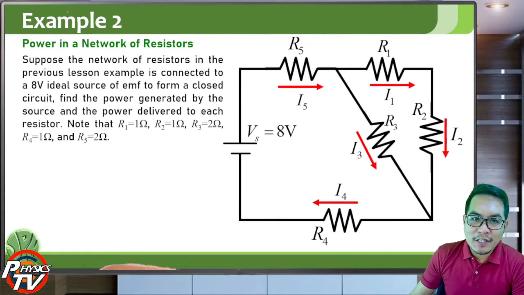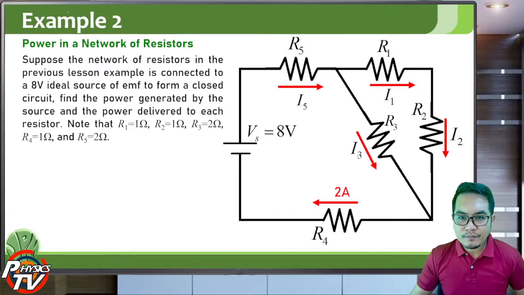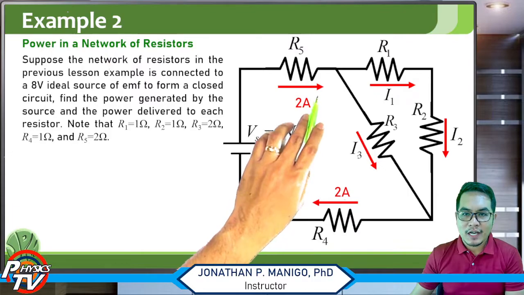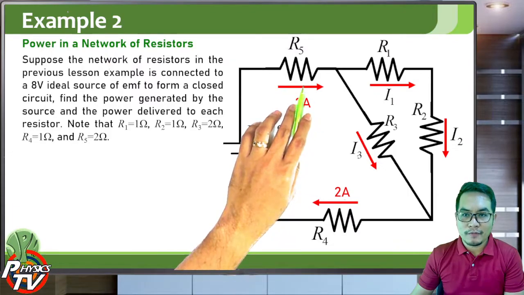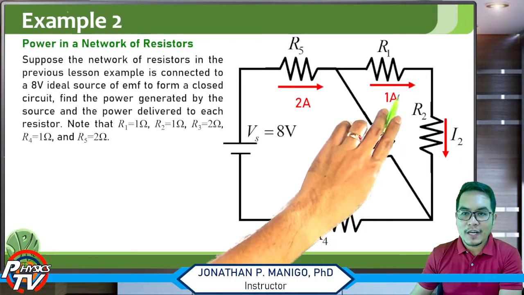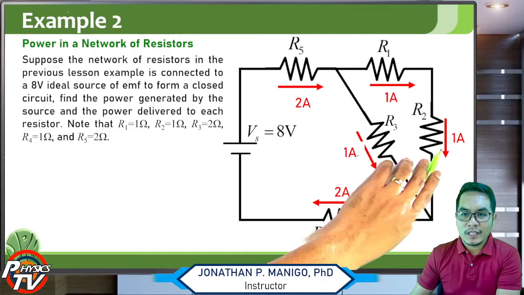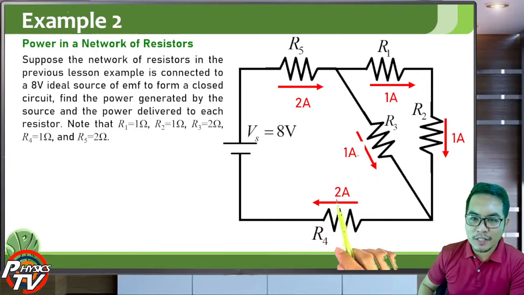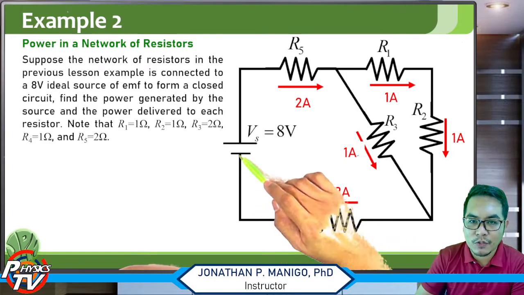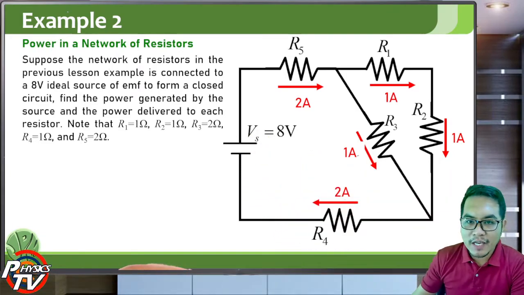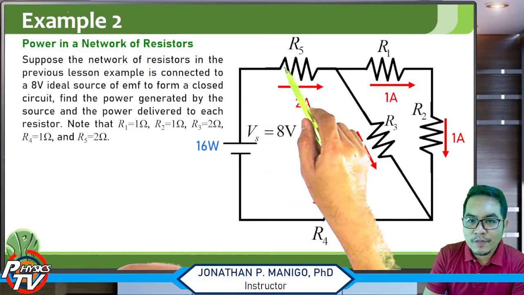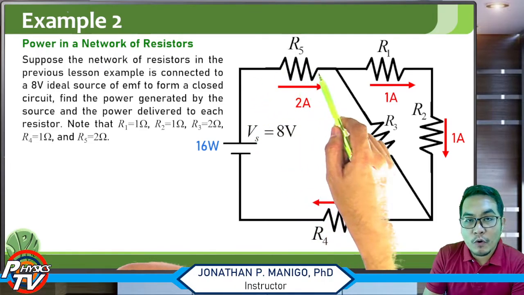Okay, let's try to analyze this system. So R4, there's 2 ampere current here. 2 ampere current is also flowing through R5. And then through R3, it's 1 ampere. Through R1 is 1 ampere. And through R2, there's also a 1 ampere current. So you will notice here, there's a 2 ampere current. This is just a series connection, so it flows. 2 ampere current is also flowing here, making the power of the source 16 watts. So 8 volts times 2 amperes, 16 watts.